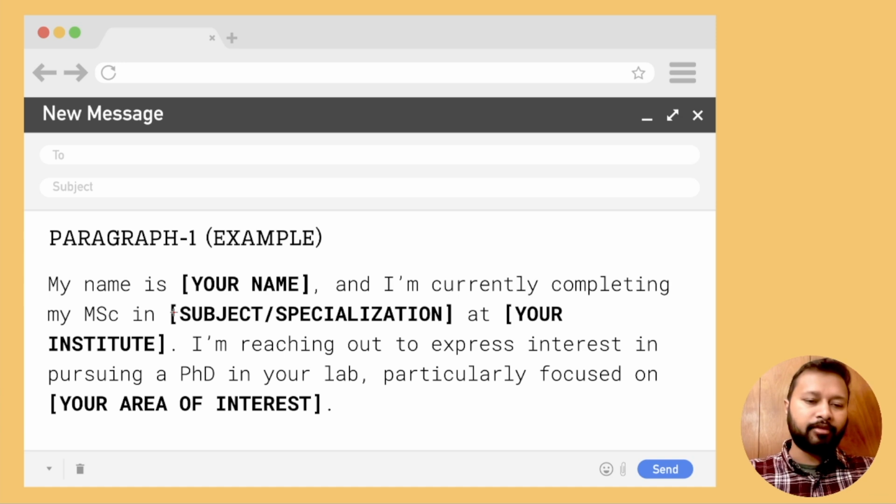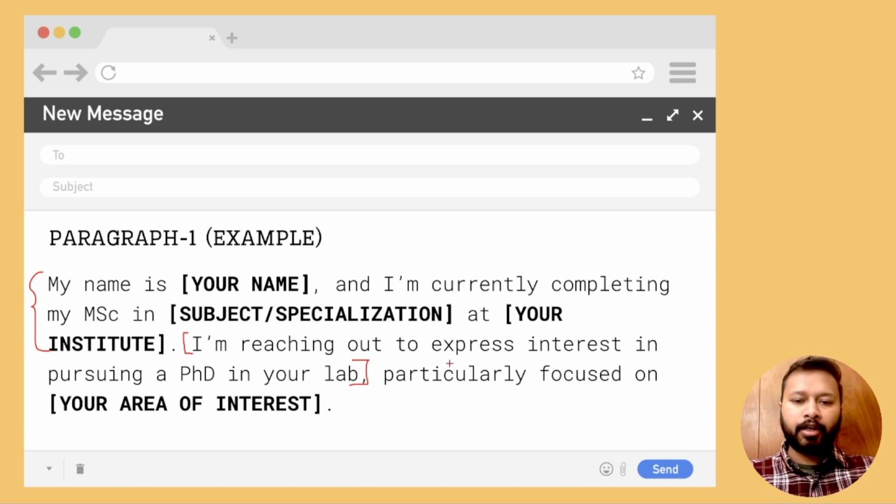Or if you just want to mention the subject, you can mention the subject, and then the name of the institute. Let's say you are from IIT Delhi, so you can write, "I am currently completing my MSc in organic chemistry from IIT Delhi. I am reaching out to express interest in pursuing a PhD in your lab." In these few lines, you have made it clear who you are, given your introduction, and told the reader, the professor, why you are reaching out to him.